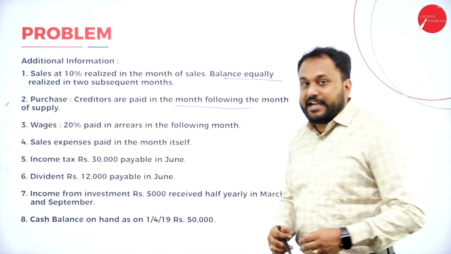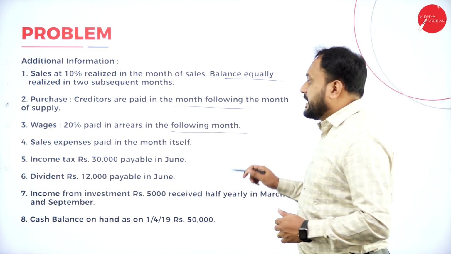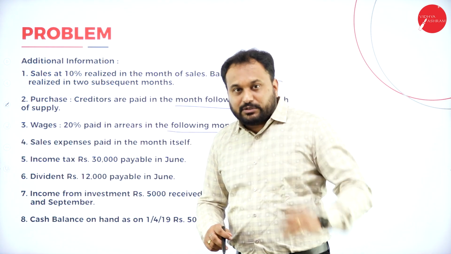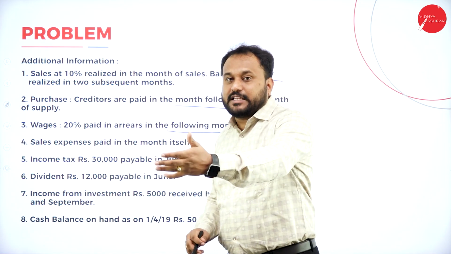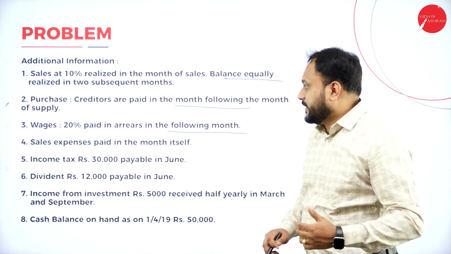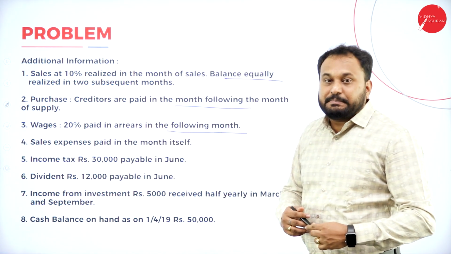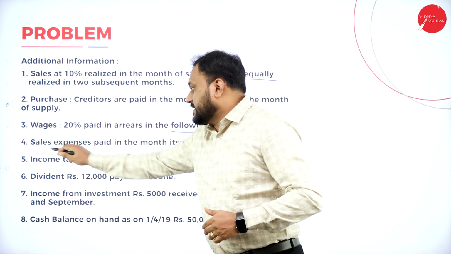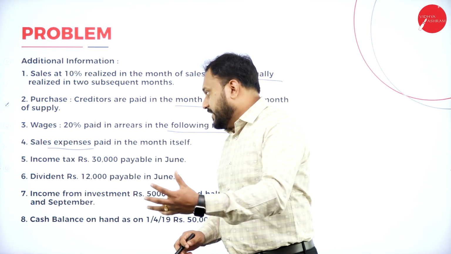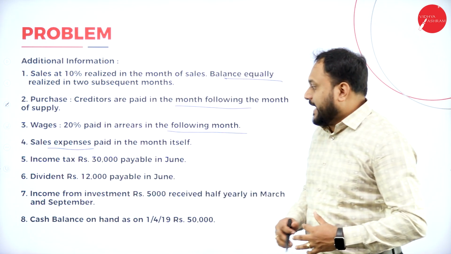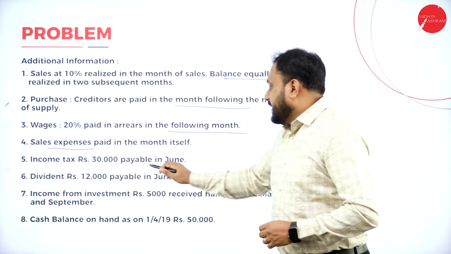Wages, 20% paid in arrears in the following month. That means 80% they'll give now, and 20% next month they're going to give. That is how you are supposed to go with it. Sales expenses paid in the month itself. So whatever happened in the sales expense in the same month, they have given it. So no problem. Income tax rupees 30,000 paid in June.